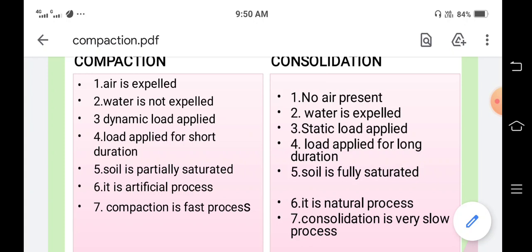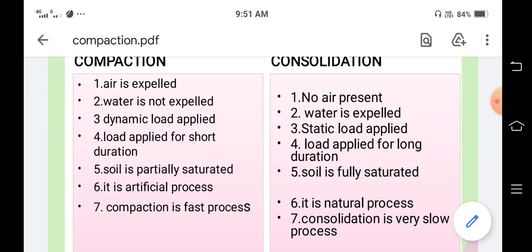Then the soil is partially saturated or fully saturated, which we have really studied. So compaction is an artificial process, meaning we are applying an artificial load. It can be applied manually or mechanically by using some instrument. And consolidation is a natural process, because the load of any structure is naturally applied onto the soil, and the soil below the structure settles in the downward direction.